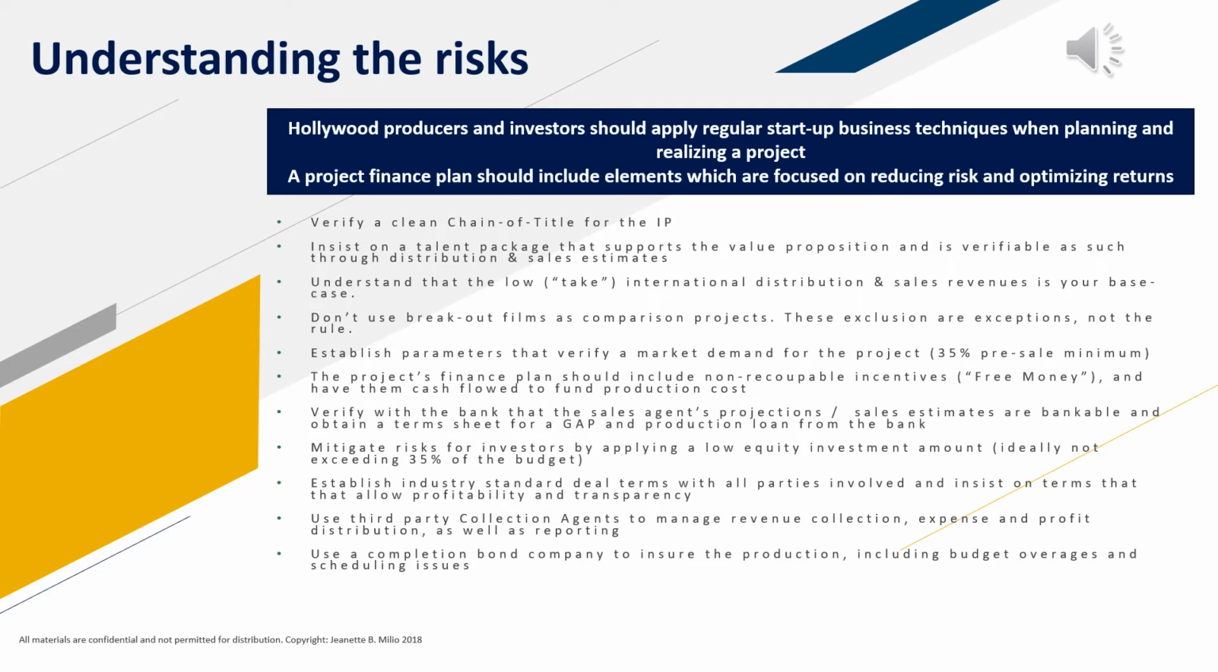We do have a basic understanding of what our risks are, so let's take a look and summarize them. We know we have to verify that we have a clean chain of title for our IP. We also have to make sure that our talent package supports the value proposition of our project and is verifiable as such through distribution and sales estimates. Not only that, but also through pre-sales. It is our understanding that the sales estimates for international distribution would be issued by a sales agent, and that we are really looking at the take level as a worst case scenario.